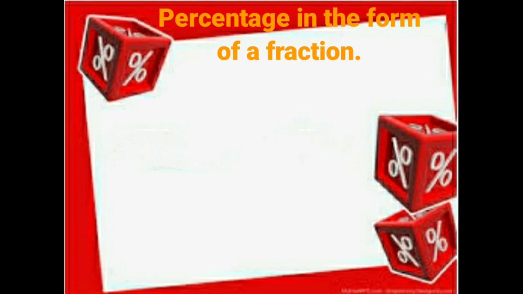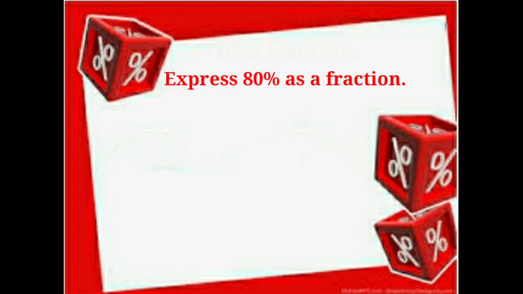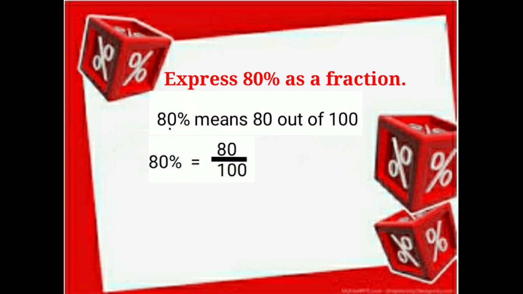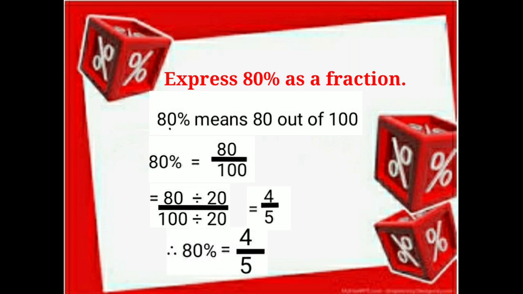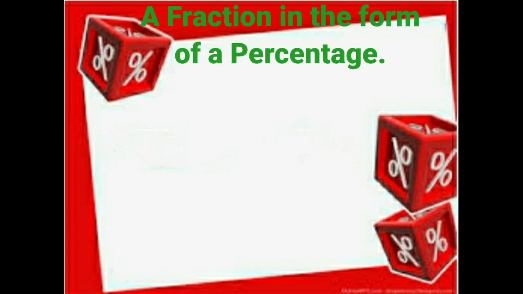Now let's take one more example of the same type. Example 2. Express 80% as a fraction. Now 80% means 80 out of 100. Thus, 80% is equal to 80 upon 100. By reducing 80 upon 100, we get 4 upon 5 as the answer. Therefore, 80% is equal to 4 upon 5. A fraction in the form of a percentage.